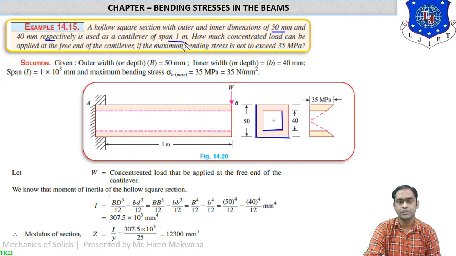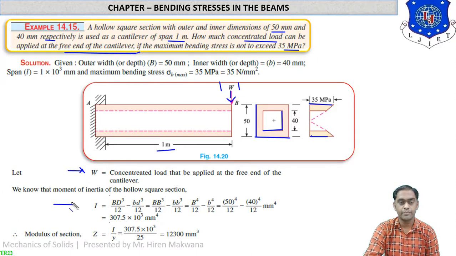The beam is a cantilever of span 1 meter. So here it is a cantilever beam of length 1 meter subjected to a point load at the free end. So again bending moment will become W into L. Bending stress is maximum 35 megapascal at the outer edge. So 35 megapascal at the top and bottom layer respectively. So what we have to calculate: how much concentrated load can be applied at the free end of the cantilever beam. So we have to find this load W. Okay. Now W is the concentrated point load at the free end.